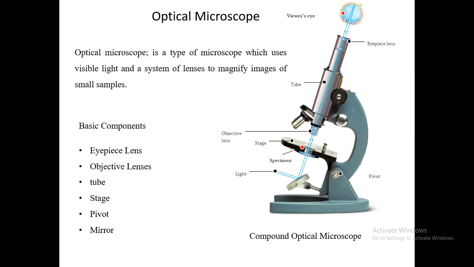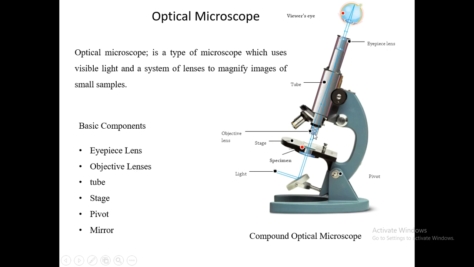So coming to the first type of microscope, that is the optical microscope, you can see the image of a compound optical microscope. An optical microscope is a type of microscope which uses visible light and a system of lenses to magnify images of small samples, and it consists of basic components. The basic components are the eyepiece lens, which is used to see the magnified image of the specimen in clear detail. Next, the objective lens.